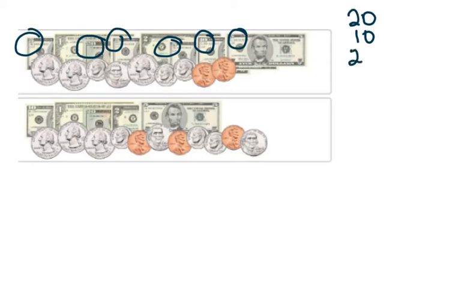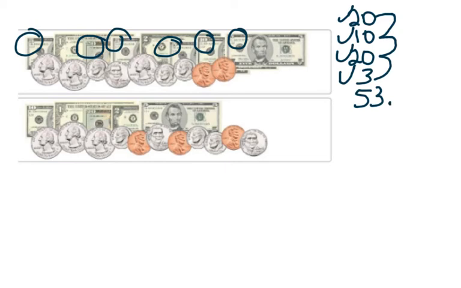So that's 20 more dollars. Then I have a 2 and a 1, so that's worth $3. So I have 20, 30, 40, 50, 3. 20, 30, 40, 50, 53. So I have $53 on this one.